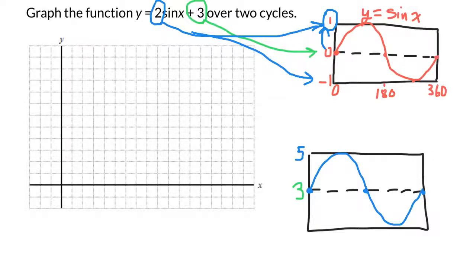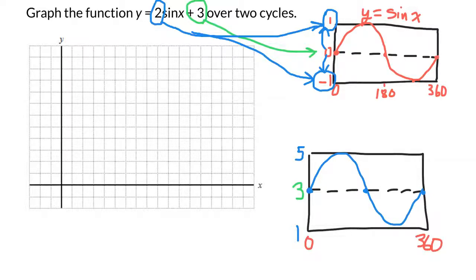The minimum value on my parent function was -1. My amplitude was 1. But remember, I'm multiplying it by 2. So now instead of going down 1 from my central axis, I'm going down 2. So my minimum value is 1. Those are the only transformations being applied to the sine curve. I don't have anything that would affect my horizontal starting point or end point.